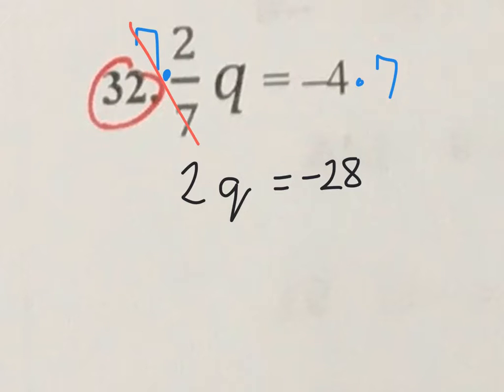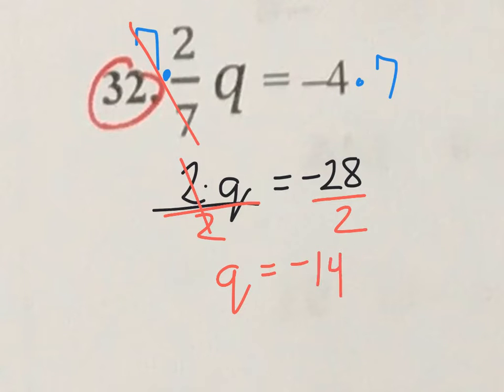We need to get rid of that 2 that's in front. So how do I get rid of this 2 that's in front? Do I subtract 2? No, what do? Divide, right? Since we are multiplying, we're going to have to divide by 2, and divide by 2 cancels out. Q equals negative 14. So that's your answer. Q equals negative 14. Let me rewrite this question.